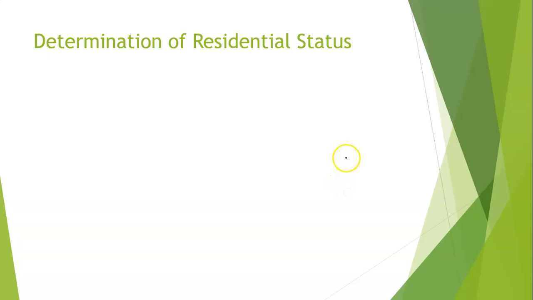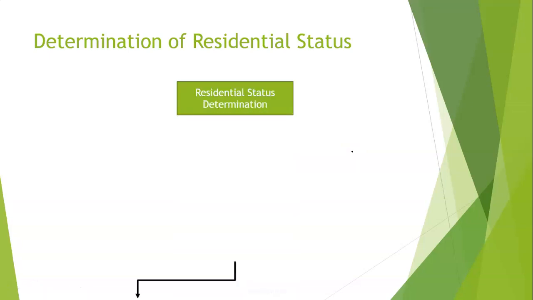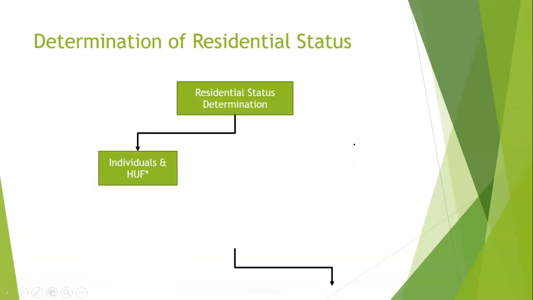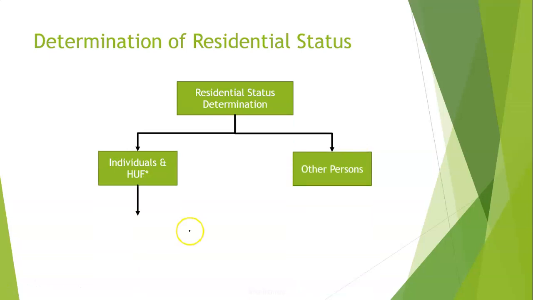That is, there is a certain criteria on the basis of which we determine the residential status of each assessee. So for individuals and for HUFs in part, we determine residential status based on the number of days they stay in India. So simply based on the number of days an assessee stays in India, we find the residential status of individuals and HUFs in part. The reason why I'm mentioning in part here, you will understand once we head to the study of understanding the residential status of an HUF.